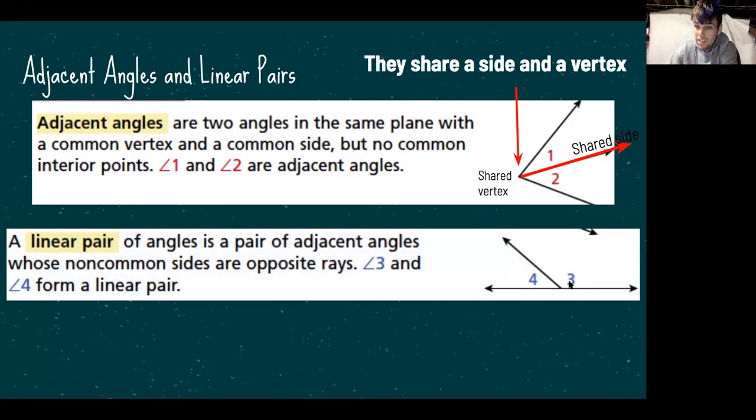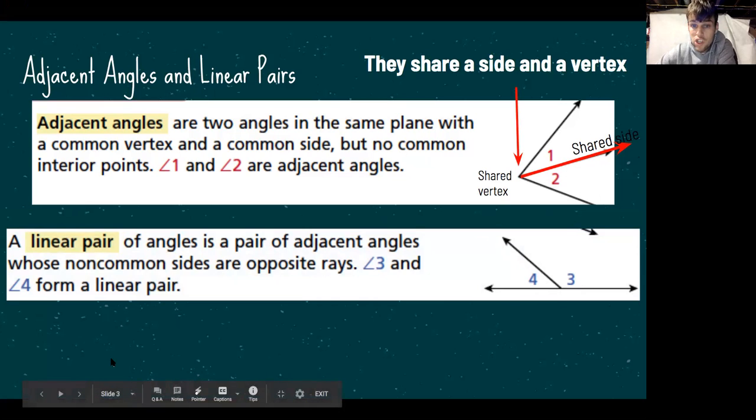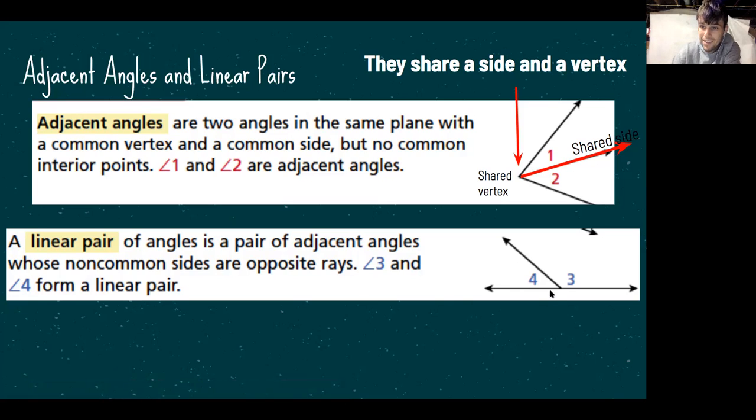A linear pair is a little bit different, only in one sense. They are adjacent. They're next to each other. You can see here they have a common vertex, and they're next to each other. They share a side, or they have a common side. A linear pair of angles is a pair of adjacent angles whose non-common sides are opposite rays. Now that's a little bit odd, but so right here, this side of angle 3 and this side of angle 4, we could think of them as rays going in exactly opposite directions.